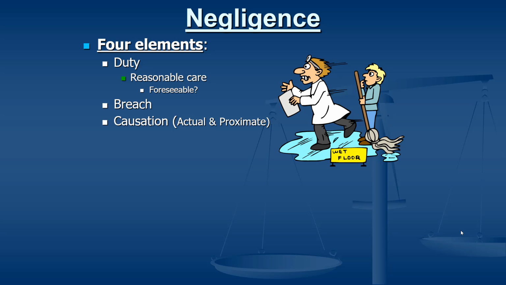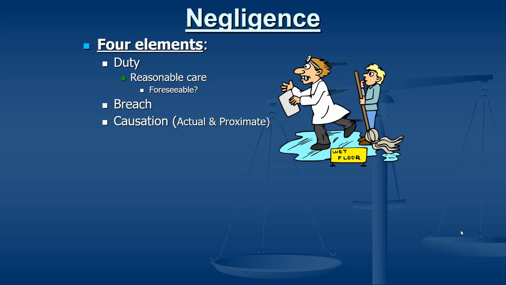Once that breach has been proven, the plaintiff has to prove causation. A causal connection between the defendant's negligence, the defendant's behavior, and the plaintiff's injuries. And there are 2 aspects to that. First, the plaintiff has to prove actual causation, also called causation in fact. If an injury would not have occurred without the defendant's action, then there is causation in fact. Sometimes we refer to this as the but-for test. But for the defendant's action, the plaintiff would not have been injured.